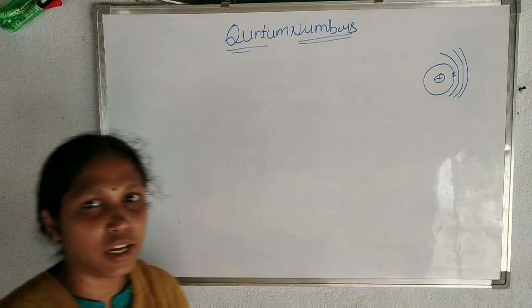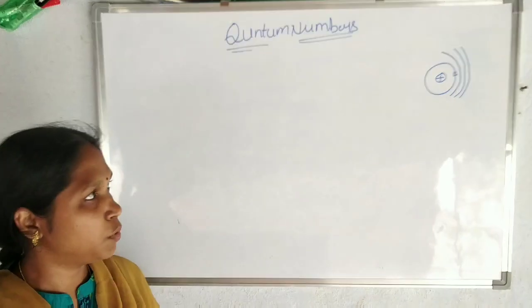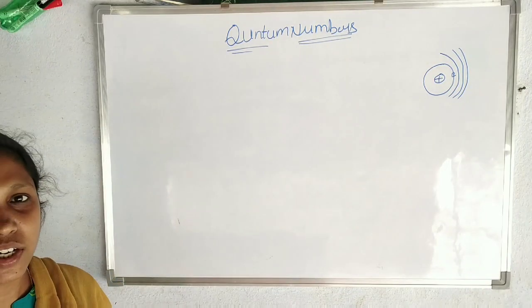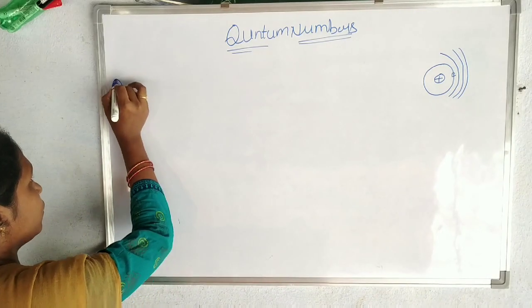In that, where the electron is situated, the exact position of the electron, is explained by the quantum numbers. Quantum numbers are the address of the electrons. Here the quantum numbers are classified into 4 types.